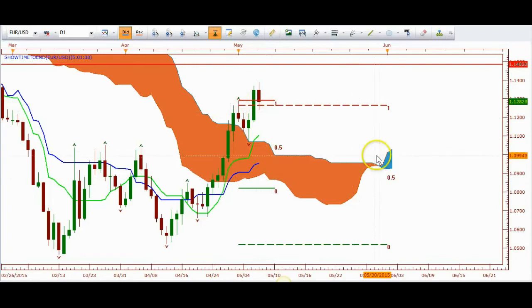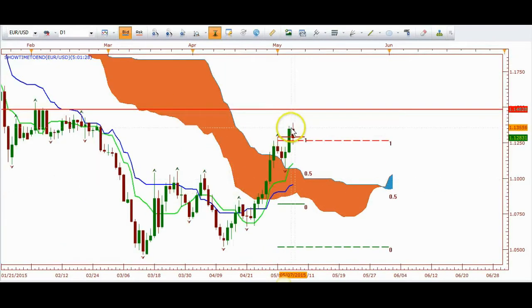You have a TK crossover here, a Kumo twist here that's bullish. So your future's bullish. You have a TK crossover here that's bullish, and then you have price above the cloud and Chikou span above price. All right, so Chikou span is probably finding resistance here at this level somewhere in this cloud.